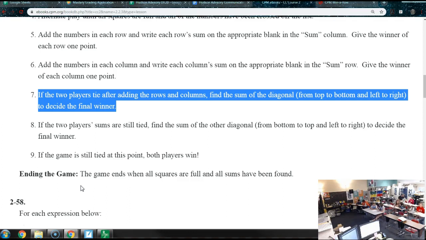How many rows, how many columns. Yeah, then you do the diagonal. I win. But if somebody already has one before you need to do the diagonal, you don't have to.